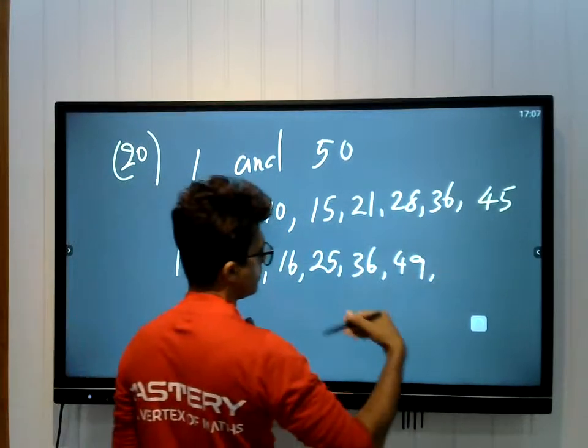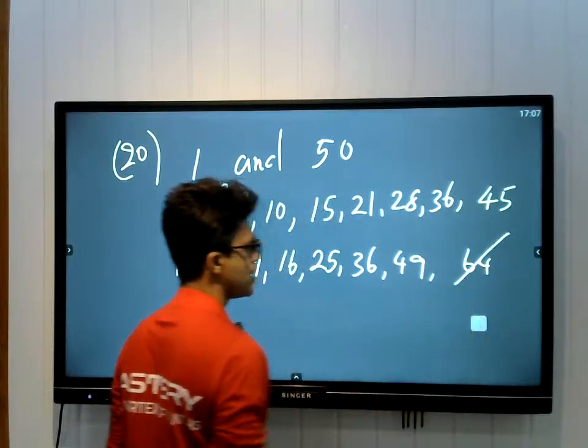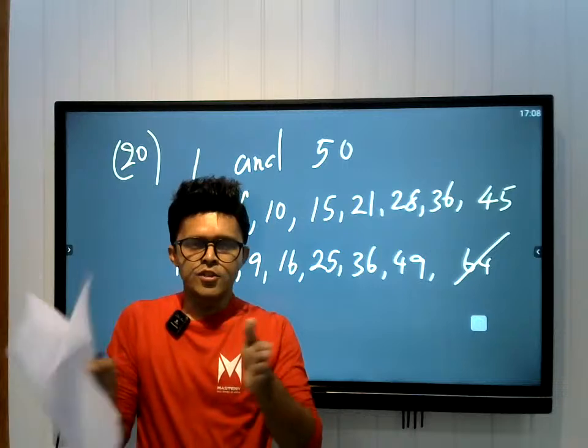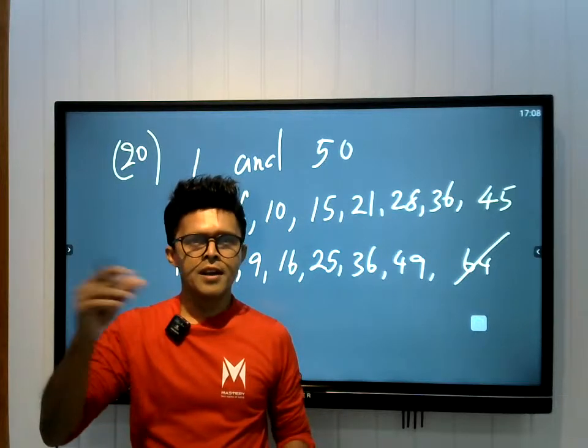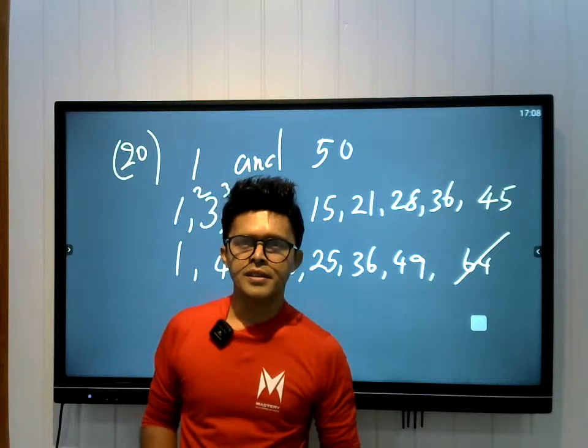The next square number is 64, but that cannot be taken, since it is more than 50. We need to consider the digits found between 1 and 50. So can you see a common value here?